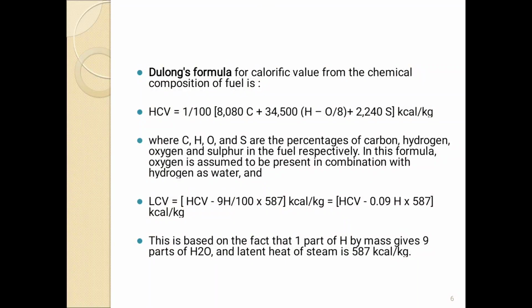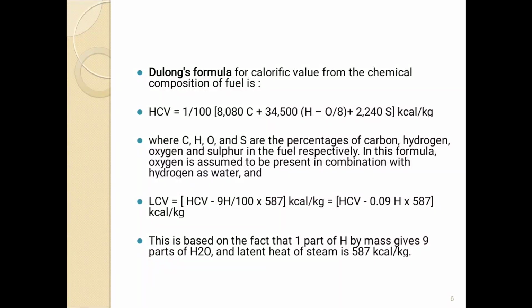So we can use Dulong's formula for calculating the calorific values. That is, HCV is equal to 1 by 100 into [8080 × percentage of carbon + 34,500 × (percentage of hydrogen − percentage of oxygen divided by 8) + 2240 × percentage of sulfur] kilocalorie per kg. So this C, H, O and S represent the percentage of carbon, hydrogen, oxygen and sulfur in the fuel.